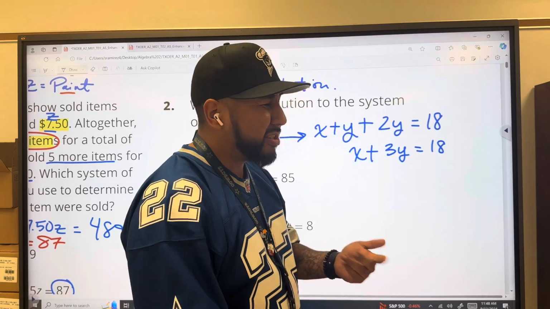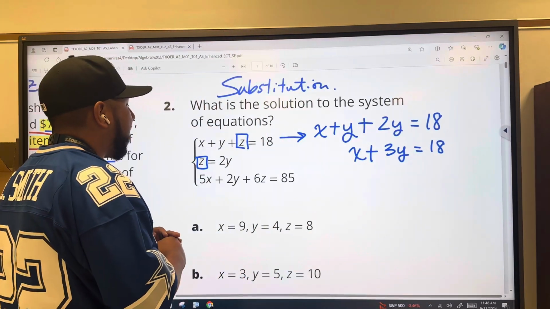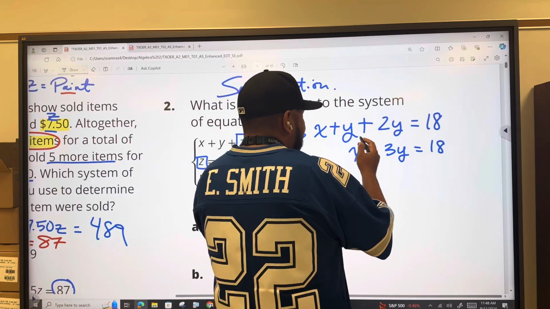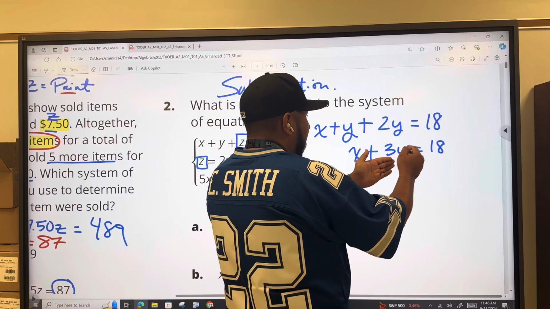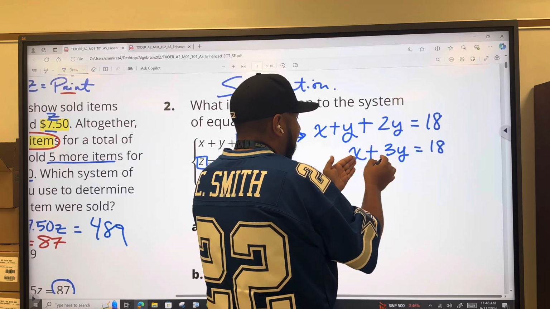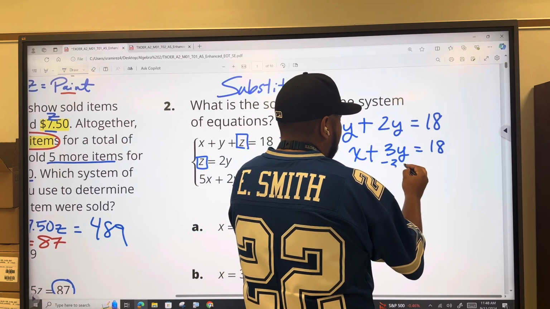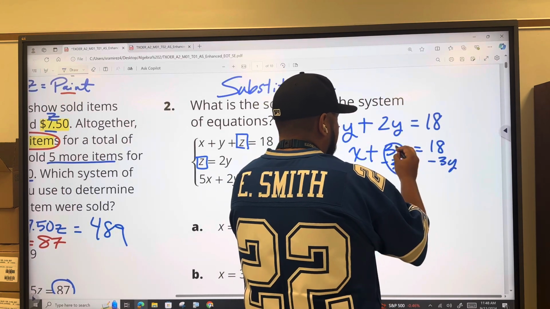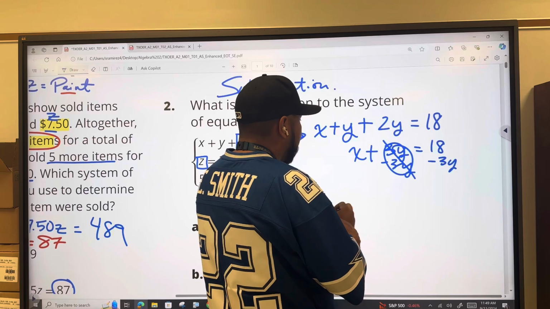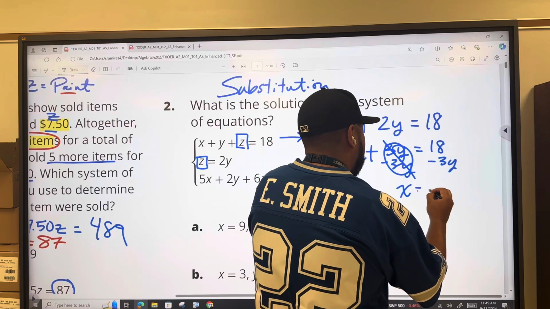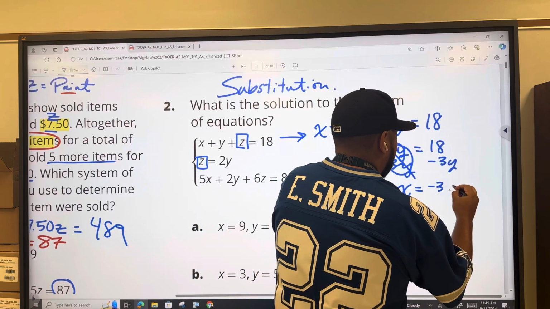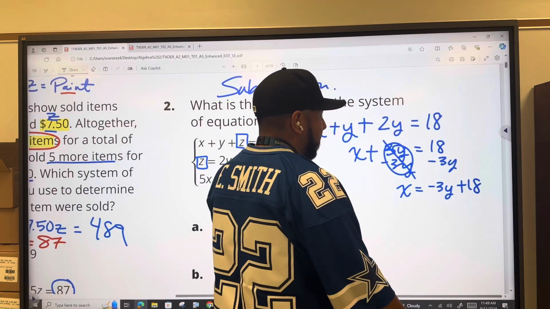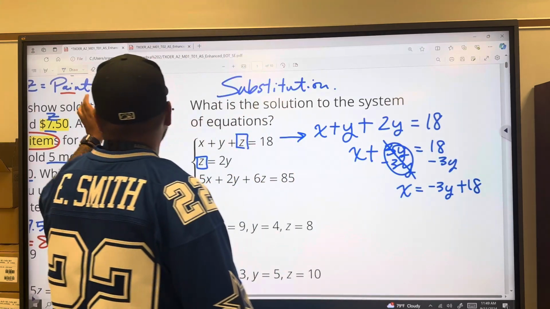So that means we're going to start substituting into another equation. It's going to be pretty crazy. So let's move this 3Y over there so I can get this X by itself. So minus 3Y, minus 3Y. This cancels, right? 3 minus 3 is 0. Now I've got X equals negative 3Y plus 18. I can't subtract those because those are not like terms. Next part.